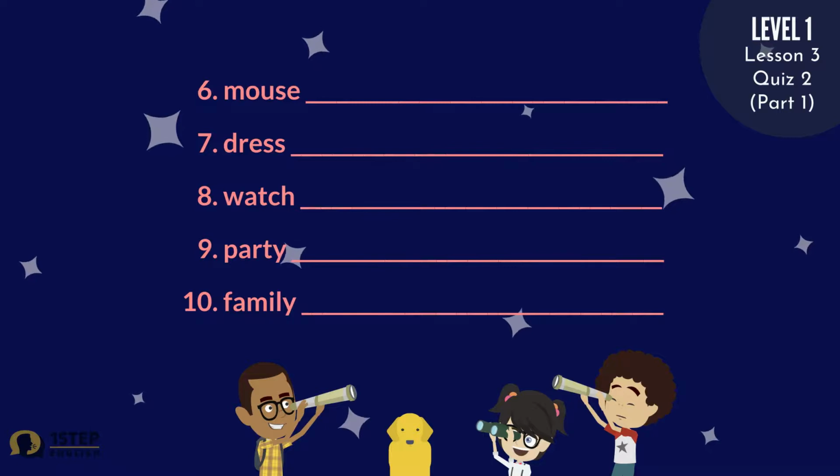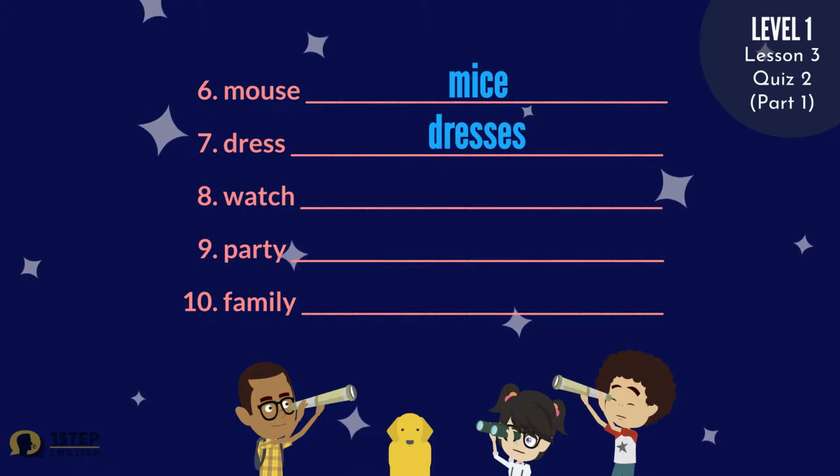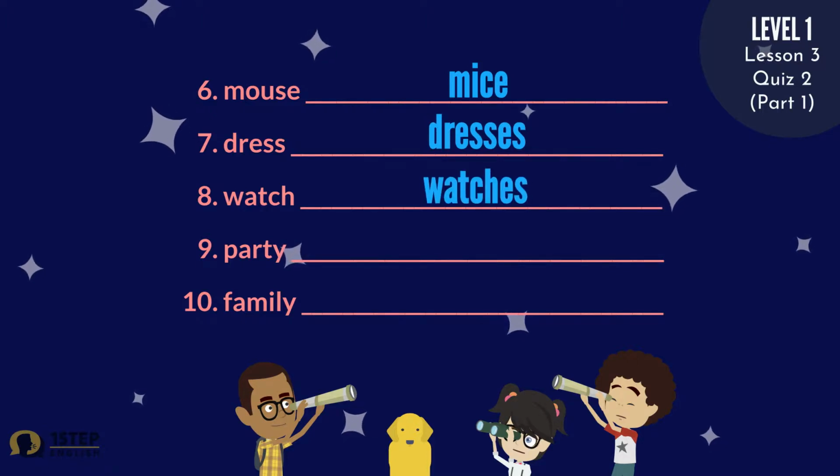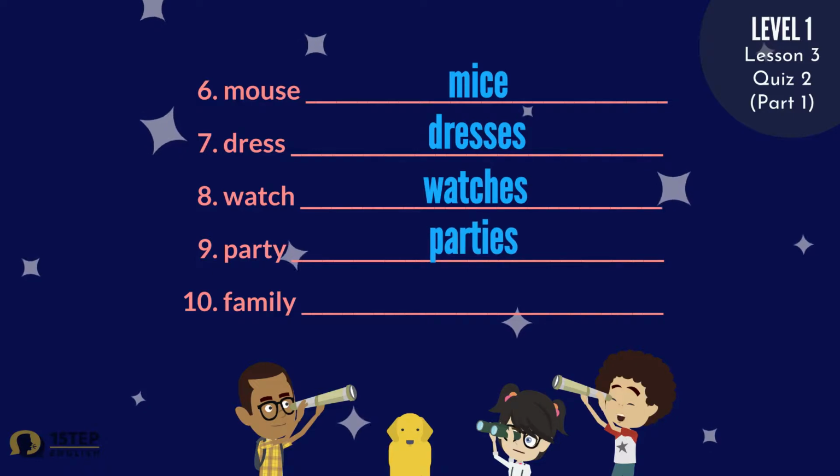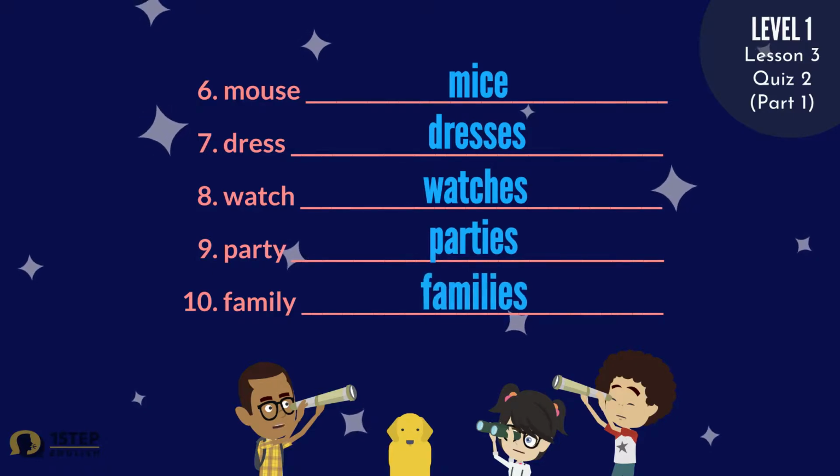Number 6. Mouse. Mice. Number 7. Dress. Dresses. Number 8. Watch. Watches. Number 9. Party. Parties. Number 10. Family. Families.